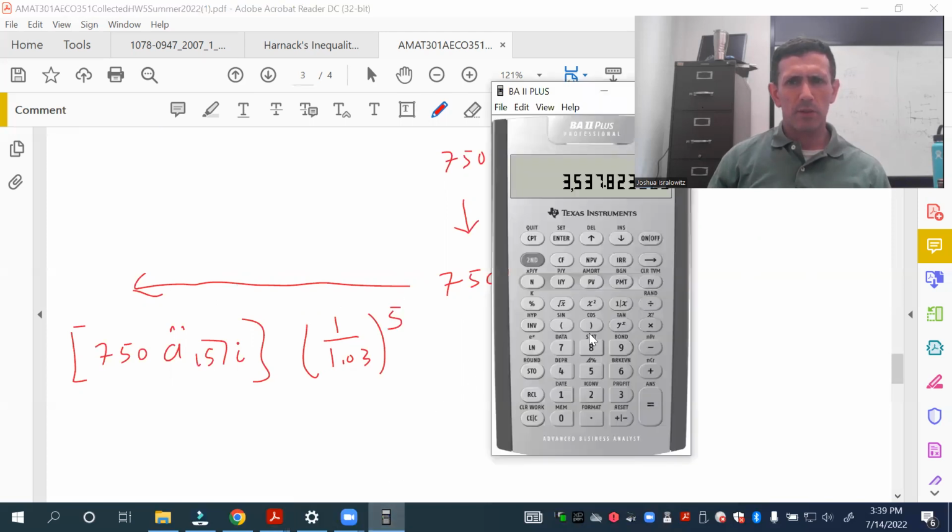Right. Now we just do that in the calculator. 750 times 1.03 to the minus 5. That's 646.95659, roughly.